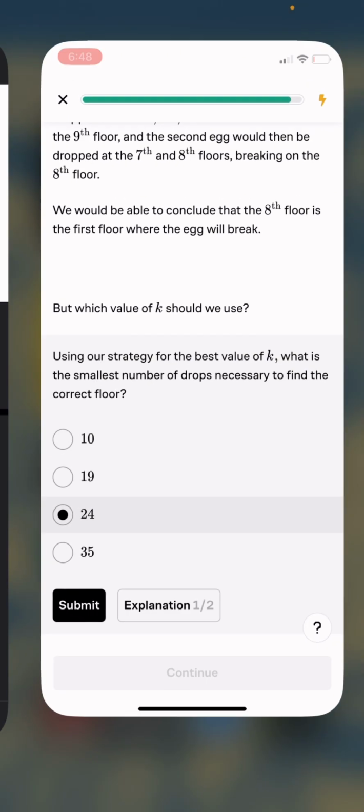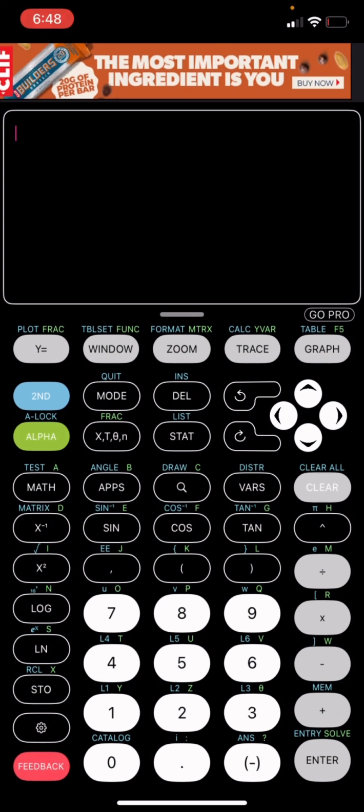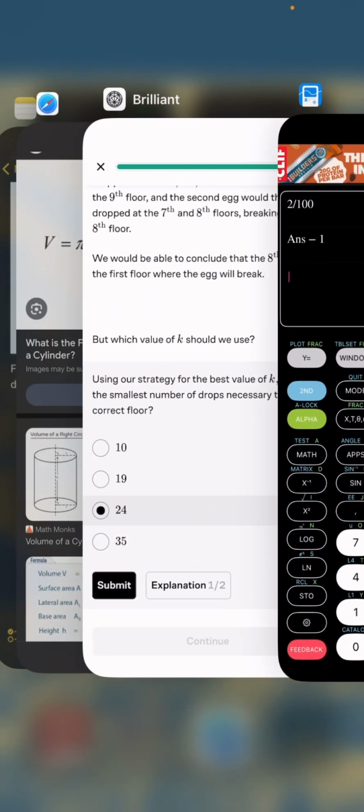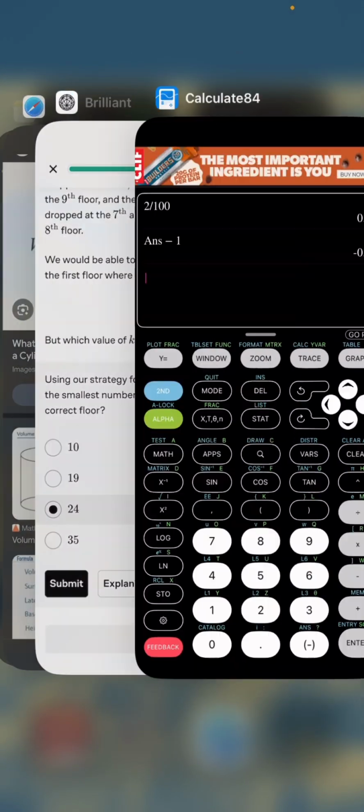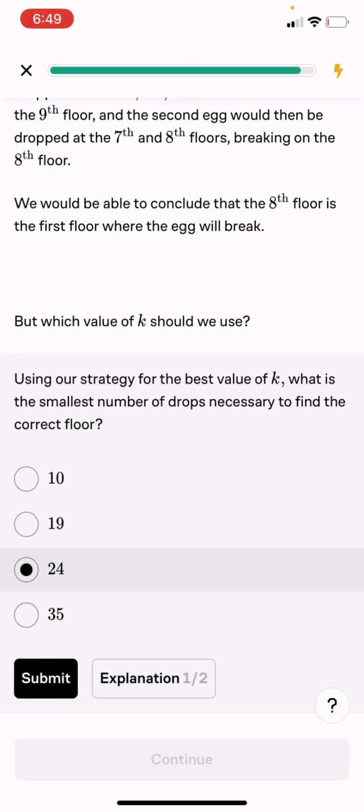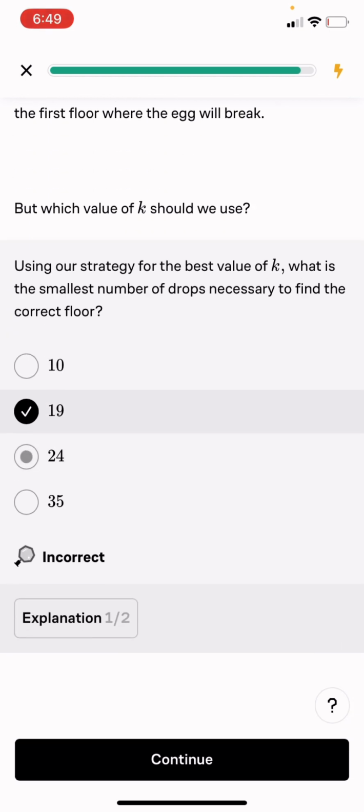Here, I'm just gonna try some random things, see if it even gives anything close. I'm gonna say 24. Close, but not close enough. This is confusing.